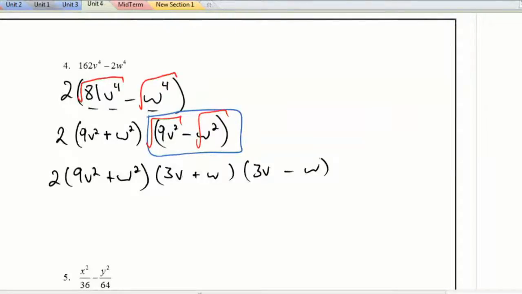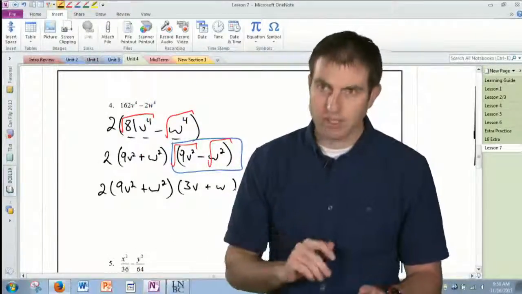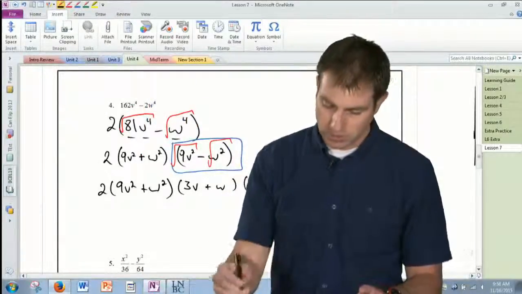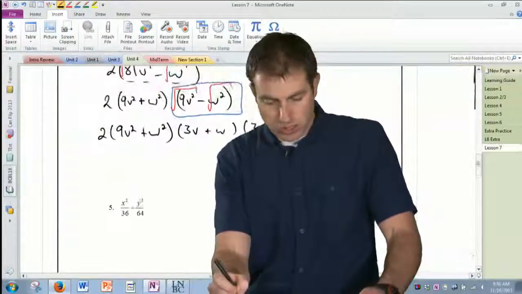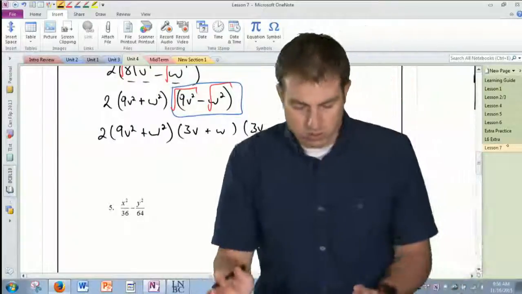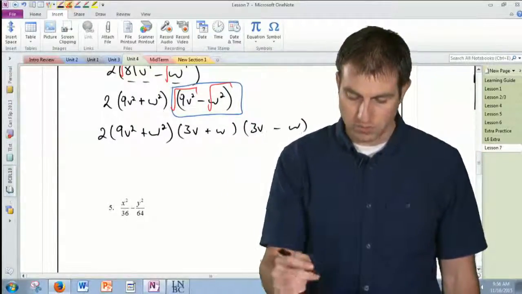We'll look at this last example here, and then we will look at an addition of squares and why it doesn't work, because it's worth just pointing out. All right, last one here. Fractions. Ooh, strikes fear into the average math student. Not you guys, though.